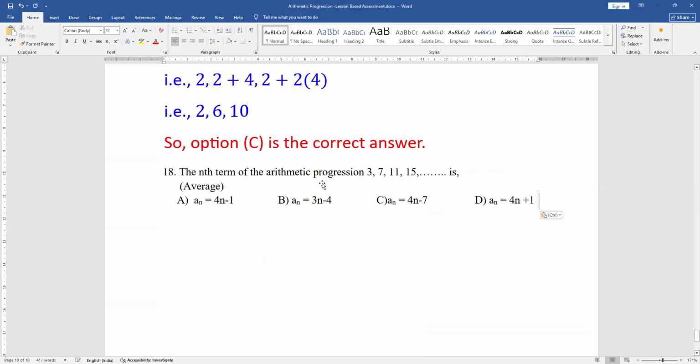The 18th question we have. The nth term of the arithmetic progression 3, 7, 11, 15 is. So now we have 4 options given. Let us see which is the correct answer for this.